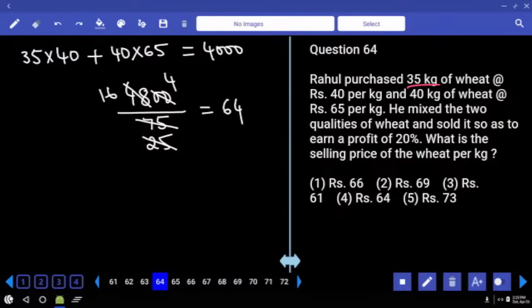Total cost price, then 20% profit added, then converted to per kg. That's all.